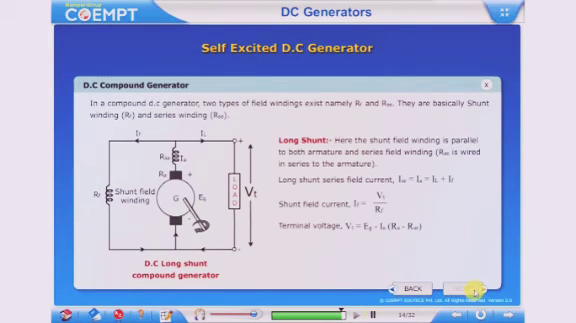Magnetization and load characteristics of DC generators. The most important characteristics of DC generators are open circuit characteristics and load characteristics. Click on each tab to know more.